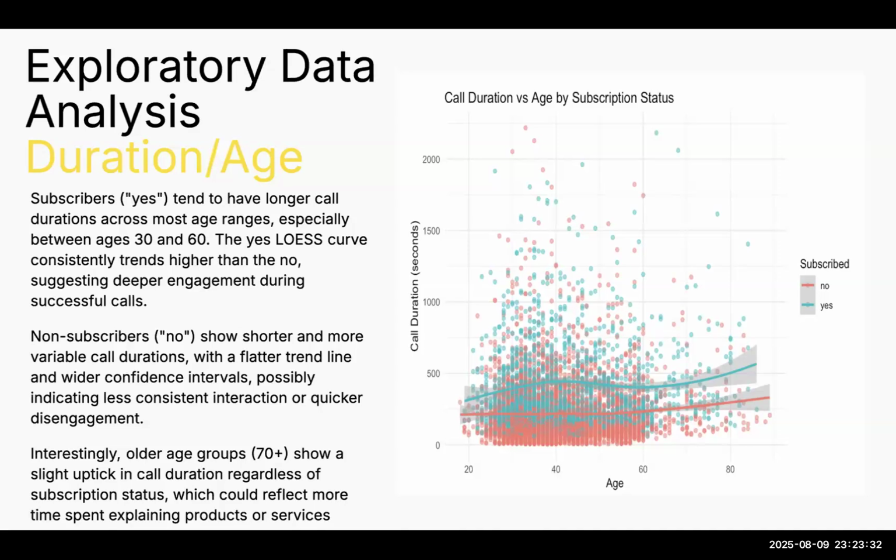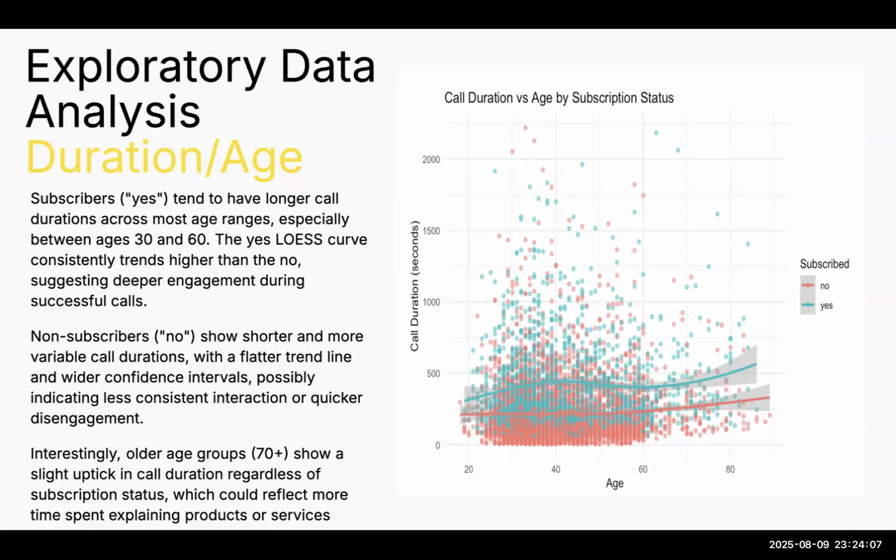And so from here, we can see that those between the ages of 30 and 60 are well clustered right there. The lowest yes score is consistently higher than the no. If you look at it very well, it is trending upwards within this age. And the subscribers that say no have shorter or more variable call duration. As you can see, the red color is thick down there across all ages. It's possibly indicating less consistent interaction or quicker disengagement.